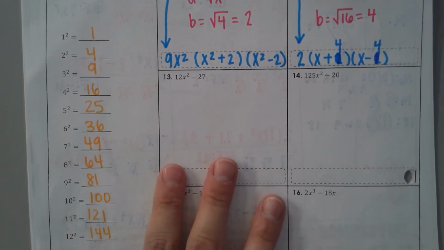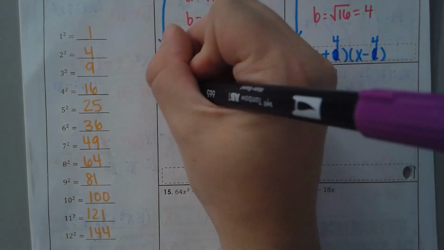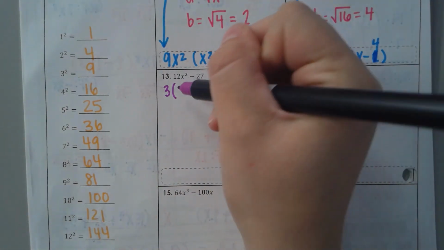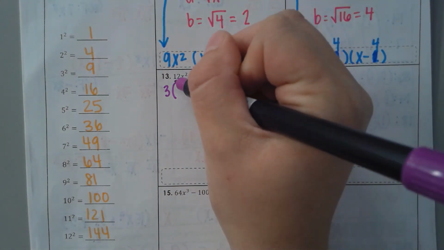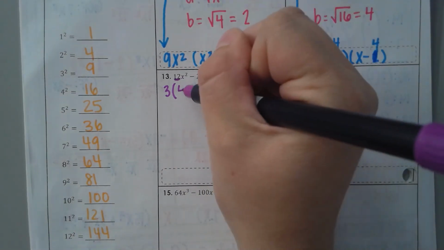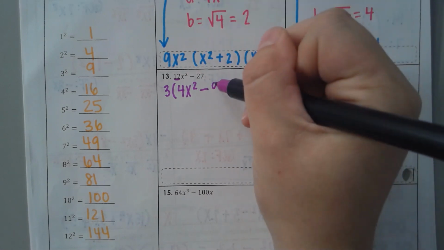Number 13. Is there a GCF? Yep. You can divide both of those numbers by 3. Do they have x's in common? Nope. So just the 3. Which leaves me with what? Well, what's 12 divided by 3? 4x squared minus 9.